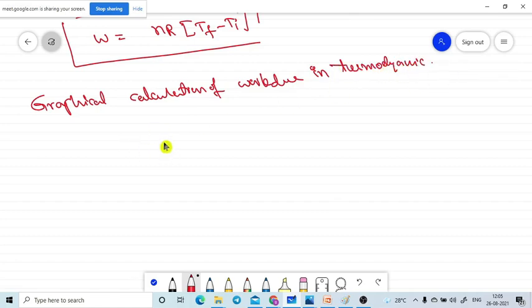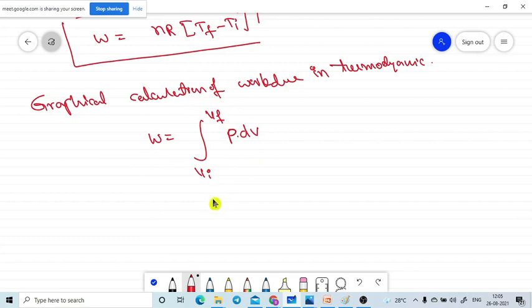So what I told you, the work done W is equal to the integral from Vi to Vf of P dV. I told you, this is the method of calculation of the work done in the thermodynamic system where the pressure is constant.